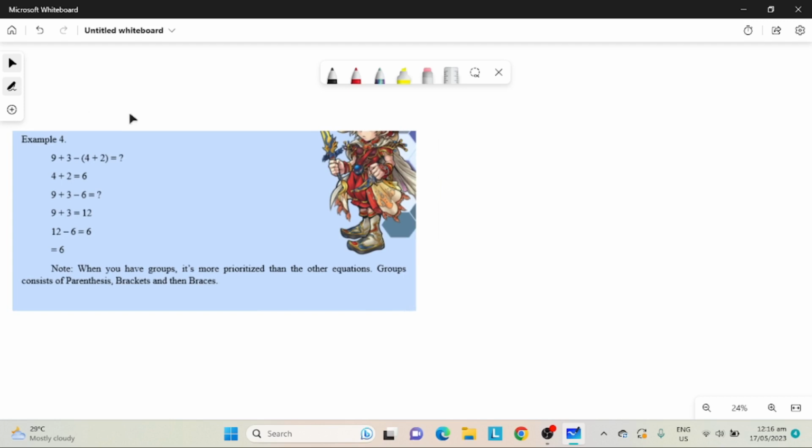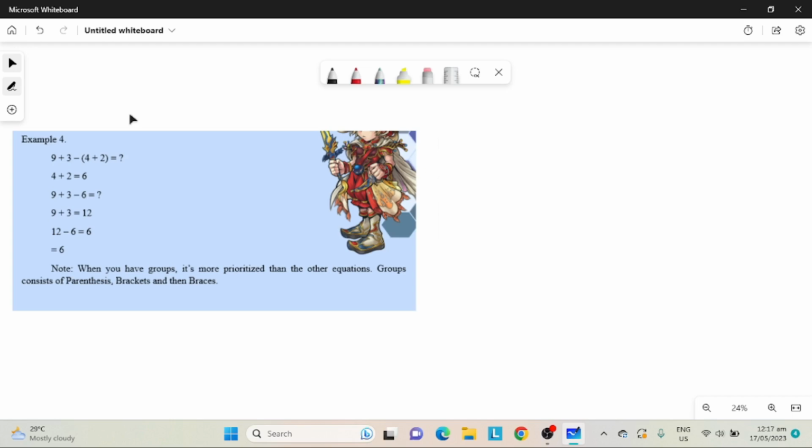First things first, in the order of operations, we have 3 parts: groups, multiplication and division, and addition and subtraction. Addition and subtraction is the lowest priority. Second priority is multiplication and division. Lastly, groups are the most prioritized of all. In groups, you have the parentheses, the brackets, and the braces. In this example number 4, we have the parentheses. So what do we do about it?